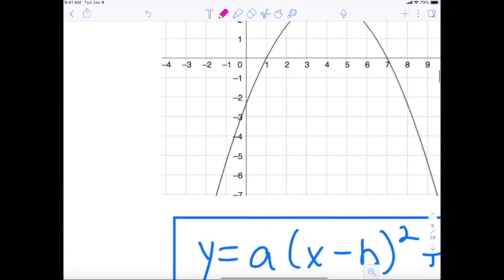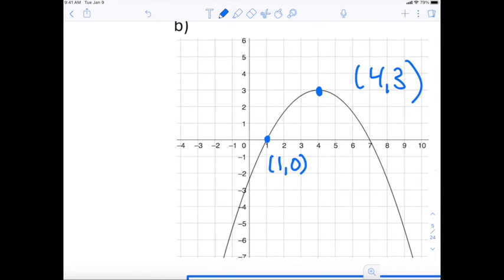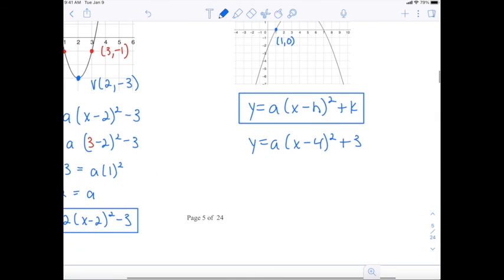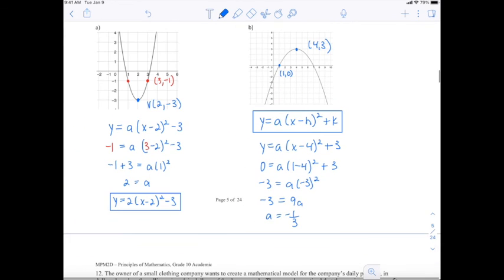When I sub in the points, now let's look closely here because I do think that this is an x-intercept. So (1, 0), let's use that. All right, so I'm going to put 0 in for y and 1 in for x. I get -3 equals a times (-3) squared, so -3 is 9a. And look at that. It does come out in the wash that a is negative and its magnitude is less than 1.